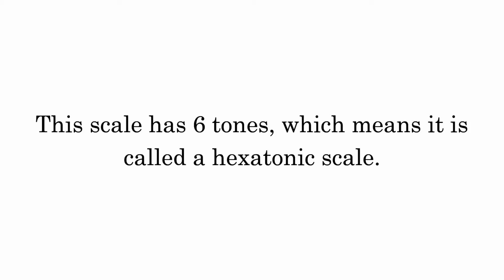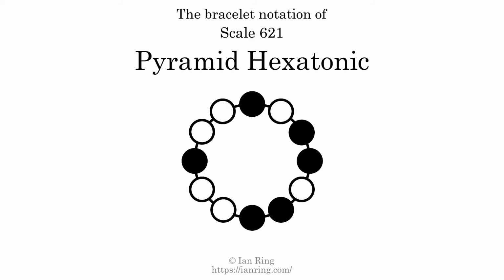This scale has 6 tones, which means it is called a hexatonic scale. This is a bracelet notation diagram of scale 621. The shaded circles represent tones that appear in the scale, and they are read clockwise, starting at the top.